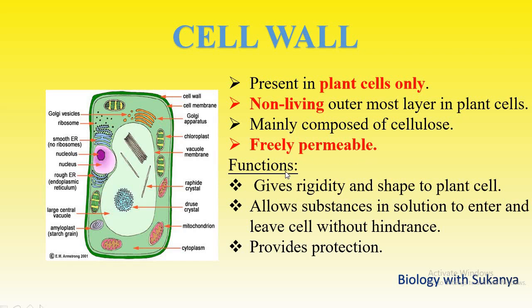So what are the functions of the cell wall? It gives rigidity and shape to the plant cell. It allows substances in solution to enter and leave the cell without hindrance. Since it is freely permeable, any substance can easily come inside the cell or leave the cell without any disturbance. And finally, it provides the cell with protection.